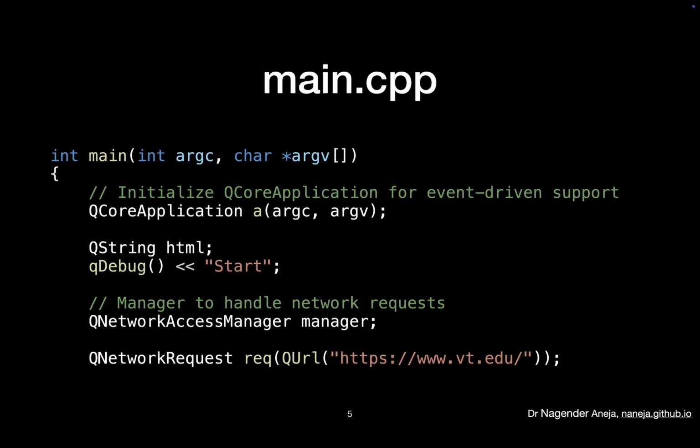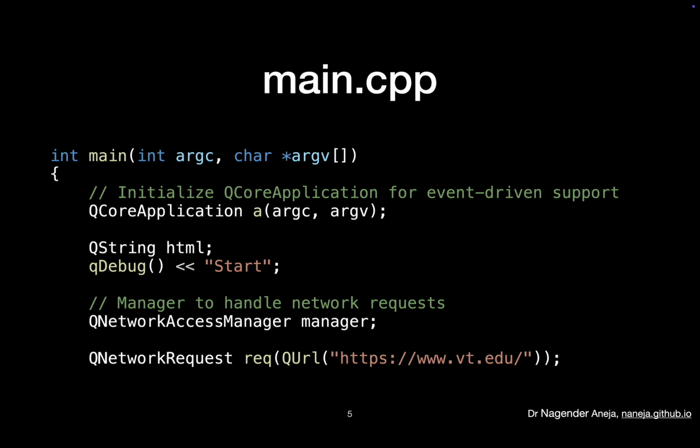So this is our main. So this is the same argc, argv, and we have QCoreApplication, which takes argc. So this is by default, right? So in this, we are initializing the core application for the event-driven support. Nothing much here. So this is our QString html. So that's our QString, and we say debug start. So now it will just show a message and the standard cout that it is started.